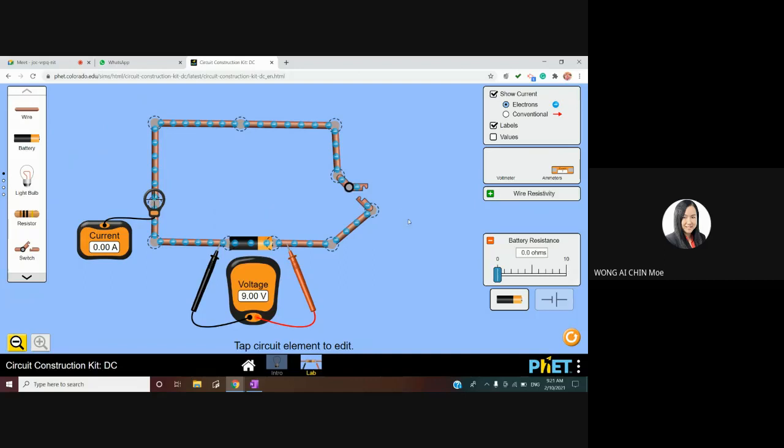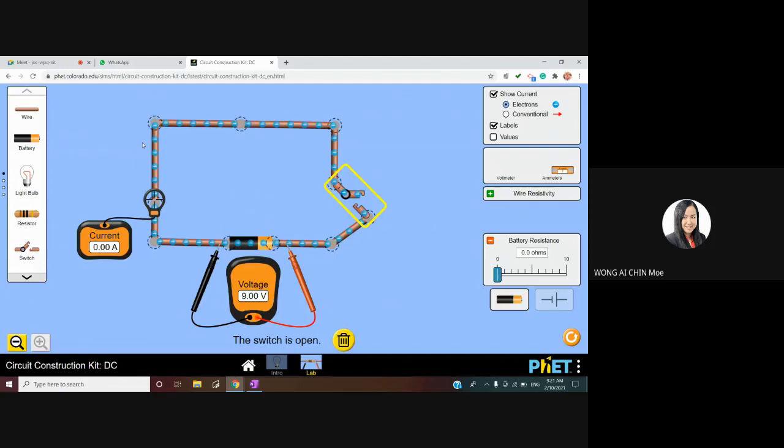Okay, so if let's say I straight away connect the battery with one wire, what happens? Kalau kita check, what happens is tengok battery itu burn. Okay, battery itu sudah burn kerana terlalu panas.